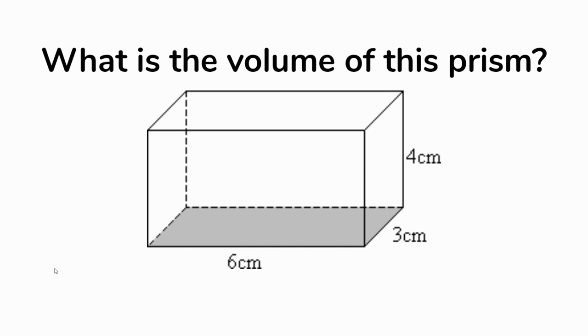Go ahead and try this one. What is the volume of this prism? And the volume of this prism is 72 cubic centimeters. And you'll notice in the way I did it, I chose to do the width times the height first, because 3 times 4 is 12, and then I did 12 times 6 to get 72. So 72 cubic centimeters.